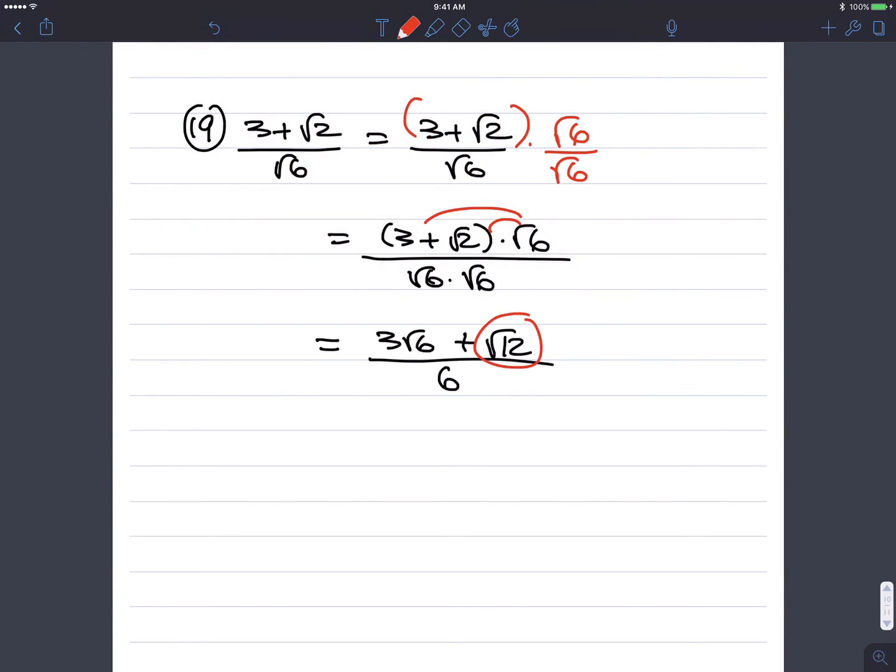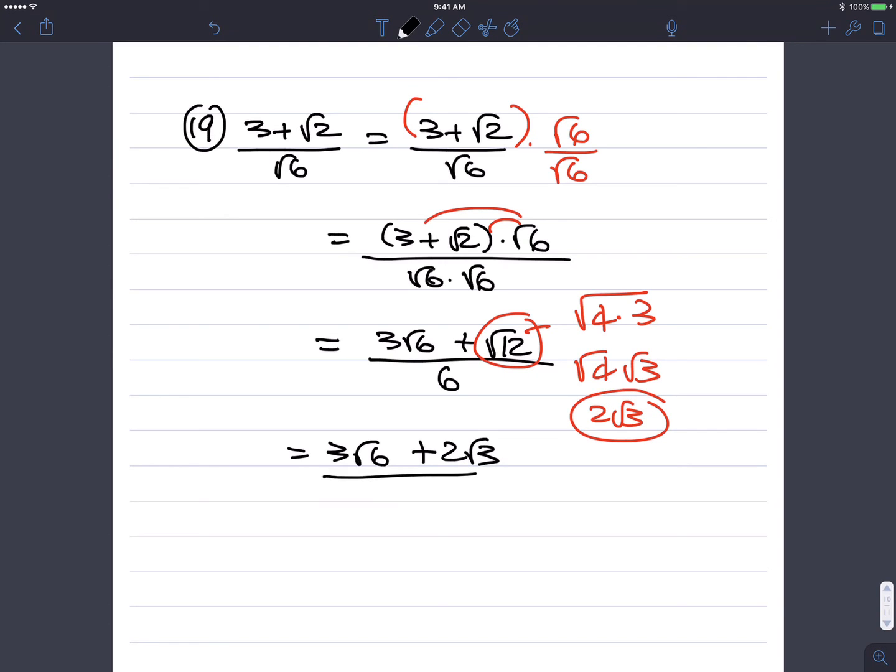Notice that the square root of 12 can be simplified. We simplify this as 4 times 3, the square root of 4, square root of 3, or 2 times the square root of 3. 3 times the square root of 6 plus 2 times the square root of 3 over 6. This is an answer, but very often we actually are going to distribute that division by 6. 6 is dividing both terms.